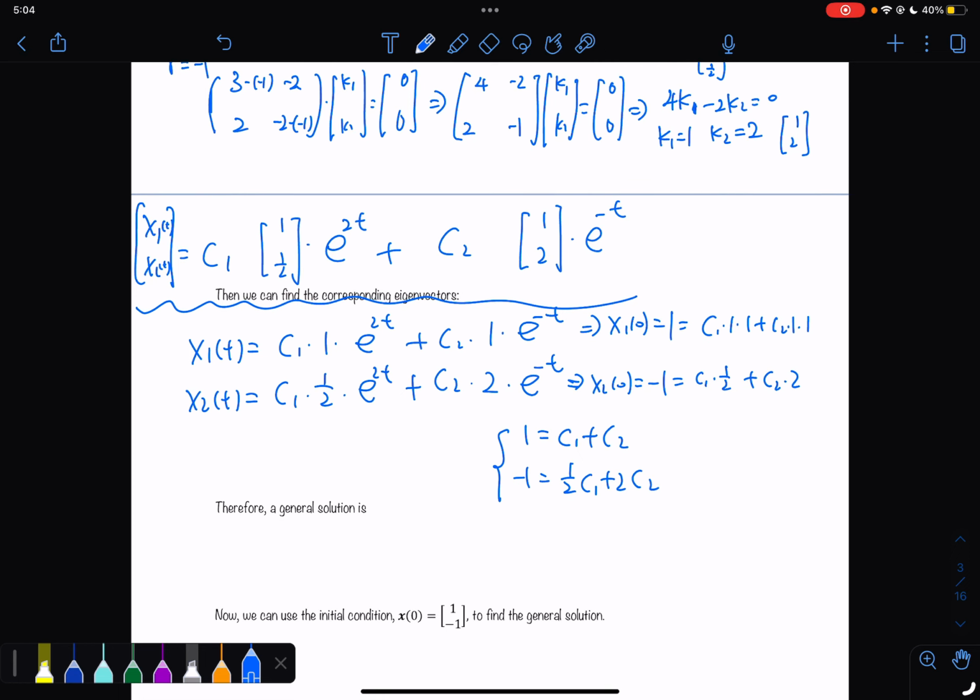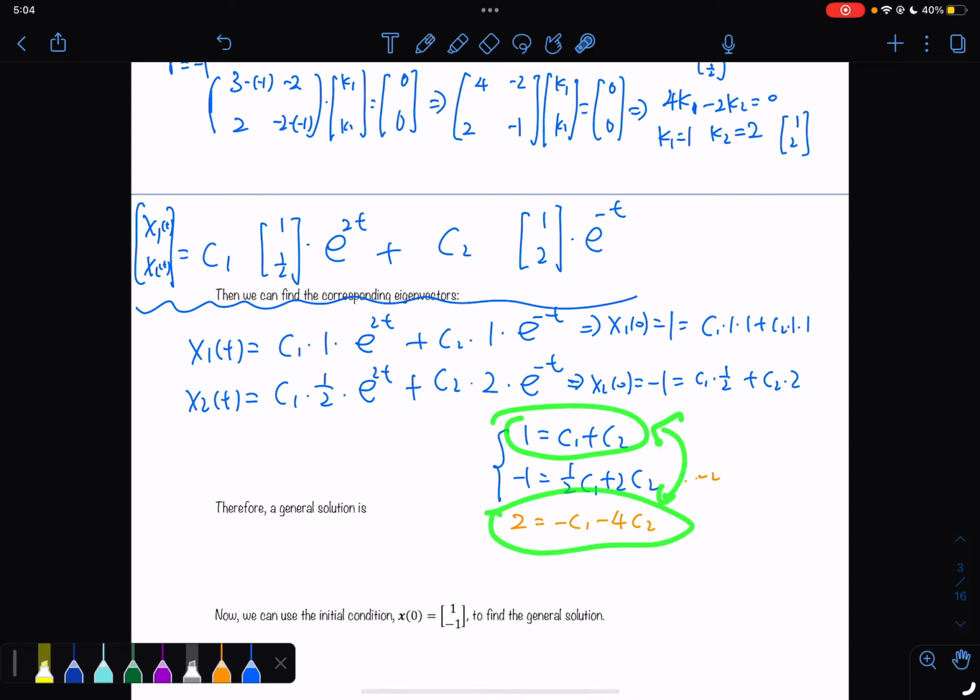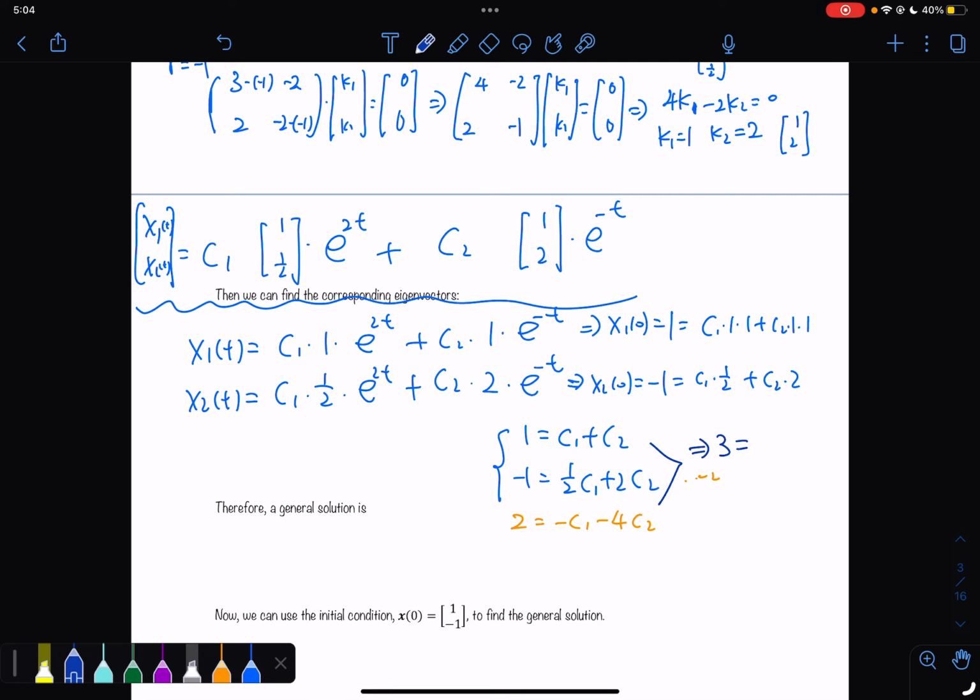What I can do is multiply -2 to the second equation, so I can have a nice cancellation. So multiplying -2 to both sides gives me 2 on the left, and -C1 minus 4C2 on the right. Now, when I add the first row and the last row together, I'm going to have a perfect cancellation. So I'm going to end up with 3 being C1 minus C1, C2 minus 4C2, namely negative 3C2. So C2 is negative 1, therefore C1 is 2.